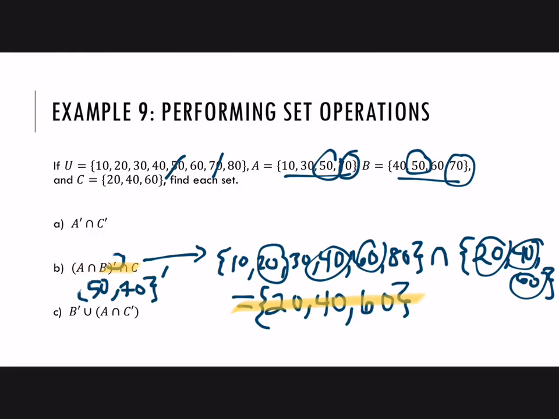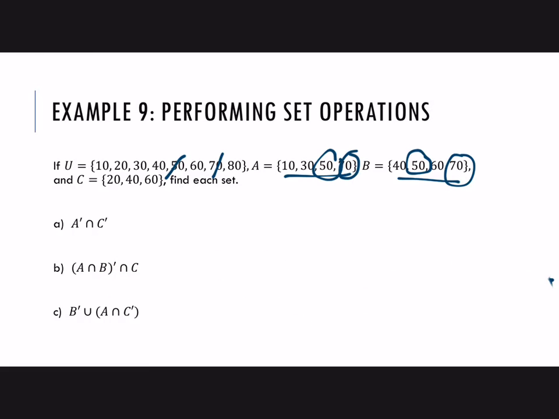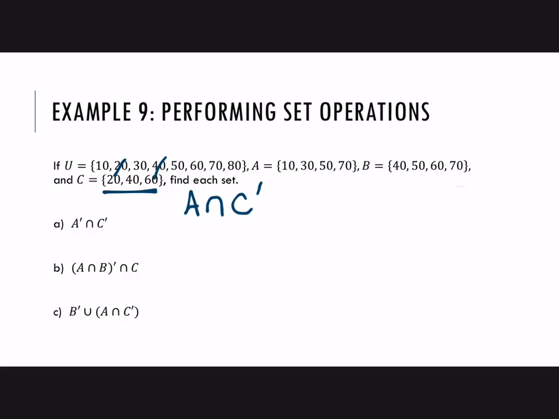All right, that was a long one. One other long one. B complement, union A parentheses. Okay, so we'll start with the parentheses. Let's find A intersected with C complement. Okay, so we'll do the complement first. So find C complement. Here's C. Look for things that are in U but not in C. So cross those off and see what's left.